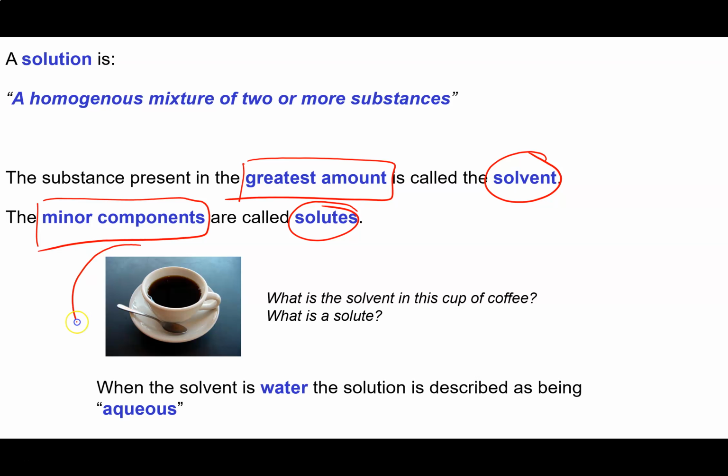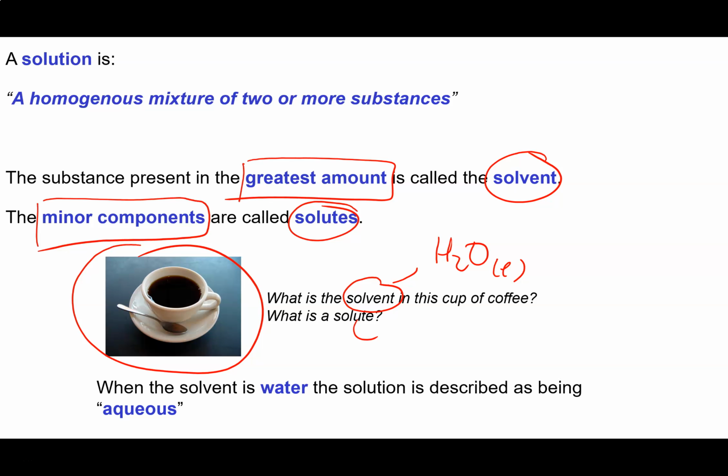So if I look at something like a cup of coffee, the solvent would be water, that's the major component, and then there would be a whole bunch of solutes, which, depending on how you have your coffee, could be things like sucrose, there could be caffeine, there could be tannic acid, which gives it the nice brown color.